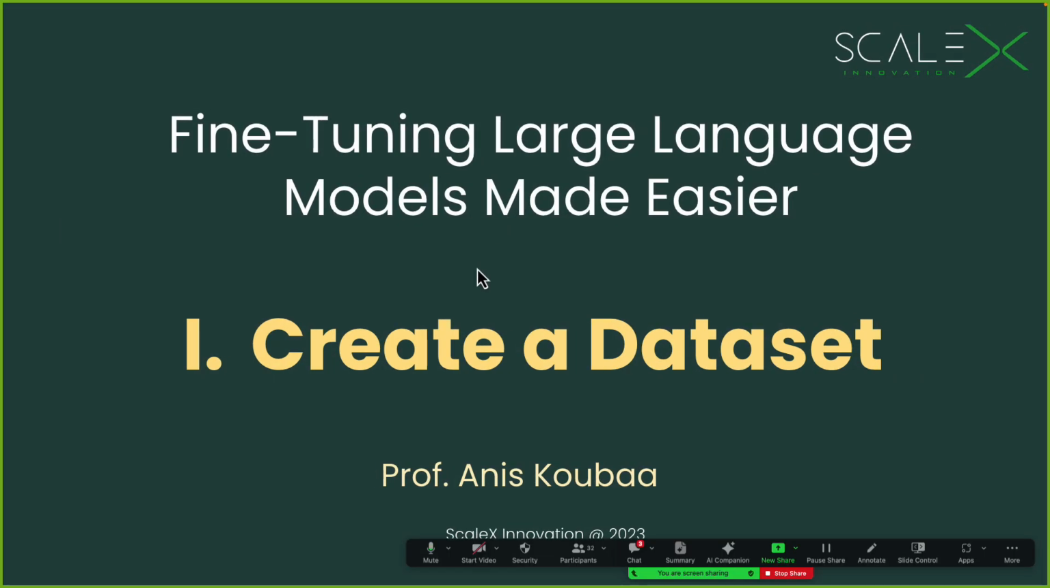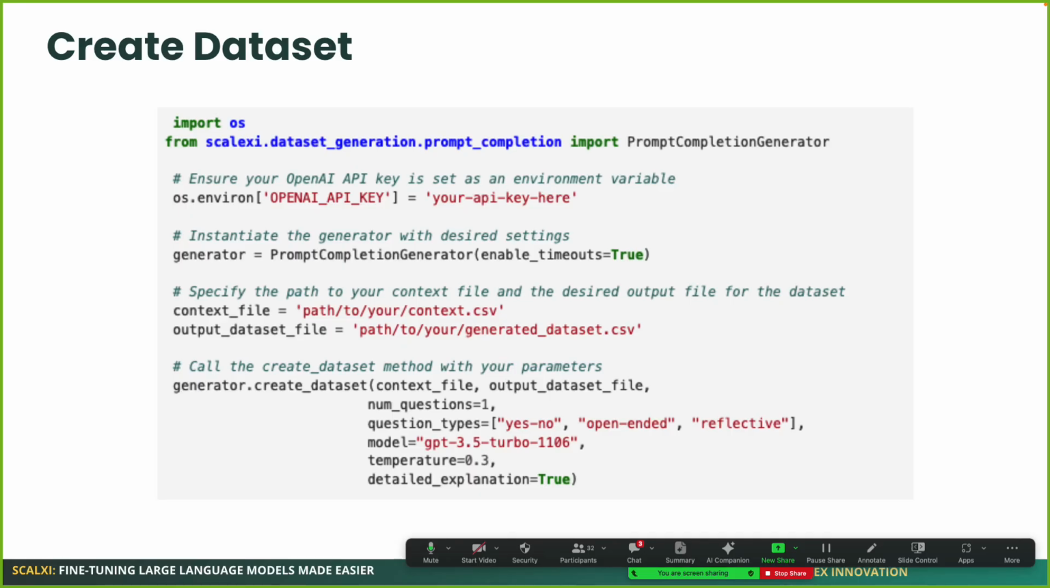You're welcome. So the first step, when you want to fine-tune a large language model, is to create a dataset. And this is one of the most difficult tasks, because as I already mentioned, creating 10,000 records in a dataset is not easy. So all you need to do here is import a prompt completion generator, which is going to generate prompts and completions. We create an object named generator. I'm going to provide a context file, which is basically your data.